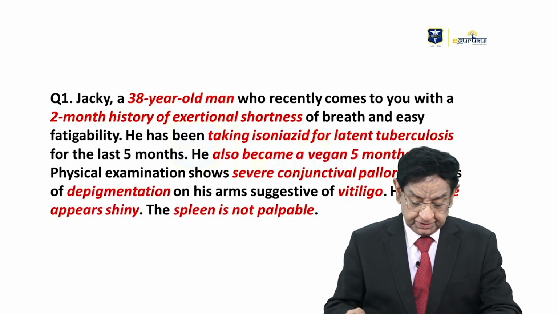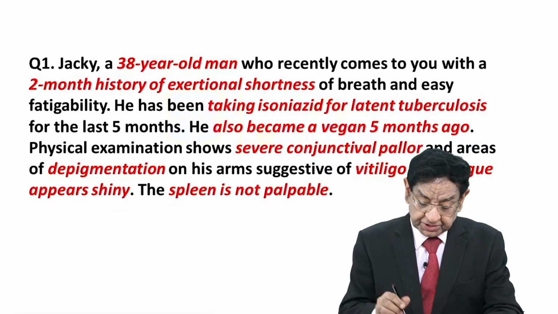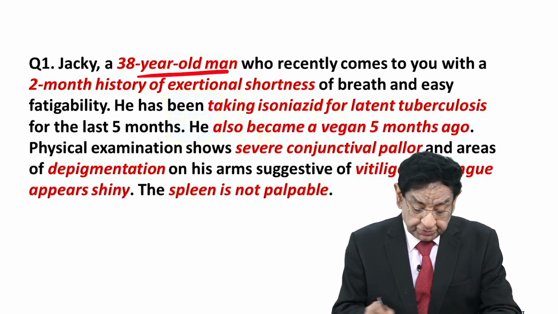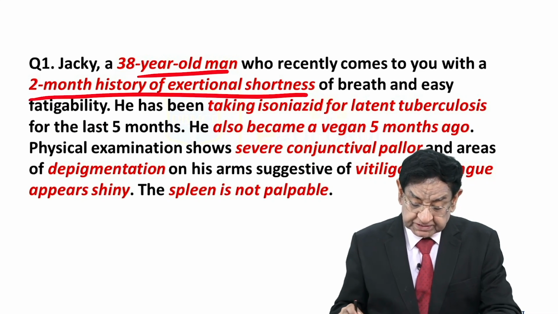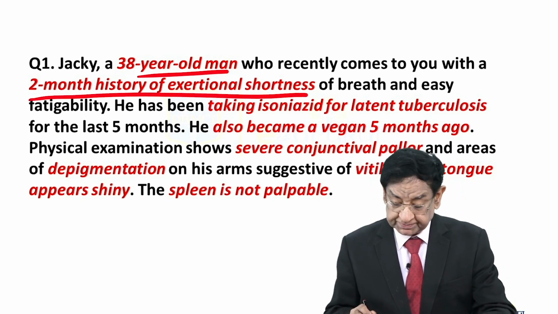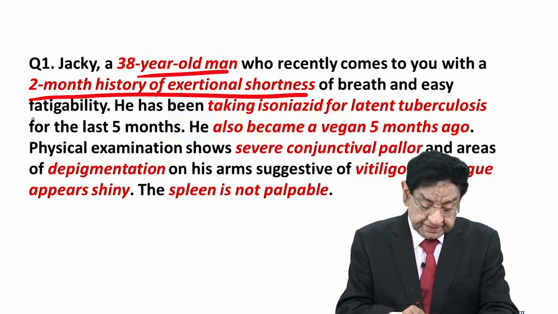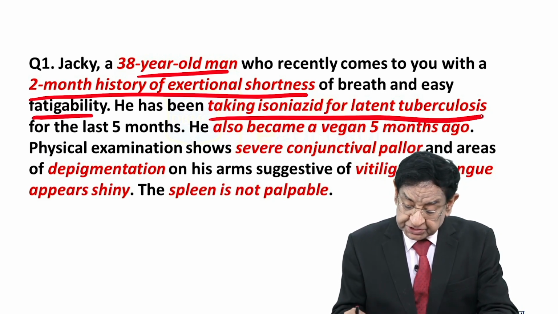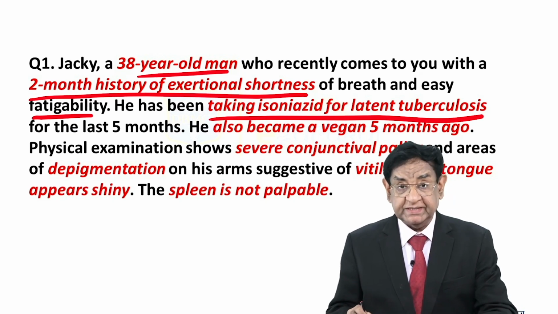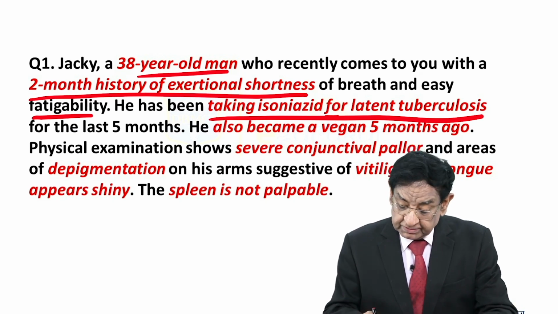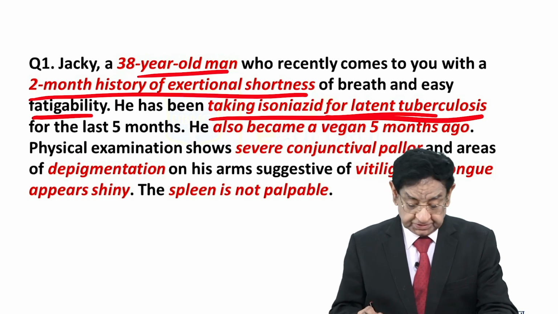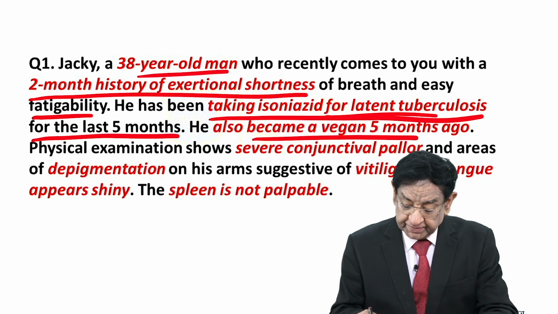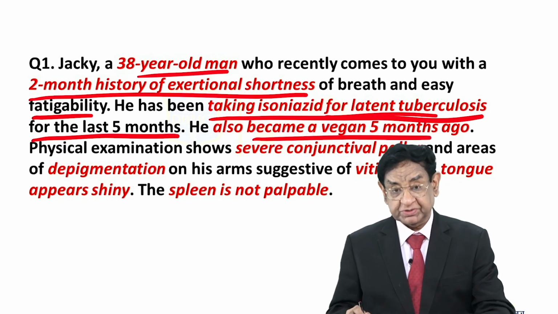Hello everyone. So we have a 38-year-old man. He comes to you with a 2-month history of exertional shortness of breath and easy fatigability also. He is taking INH, isoniazid, that is a drug for tuberculosis, for latent tuberculosis for the last 5 months. He also has become a vegan for the last 5 months.